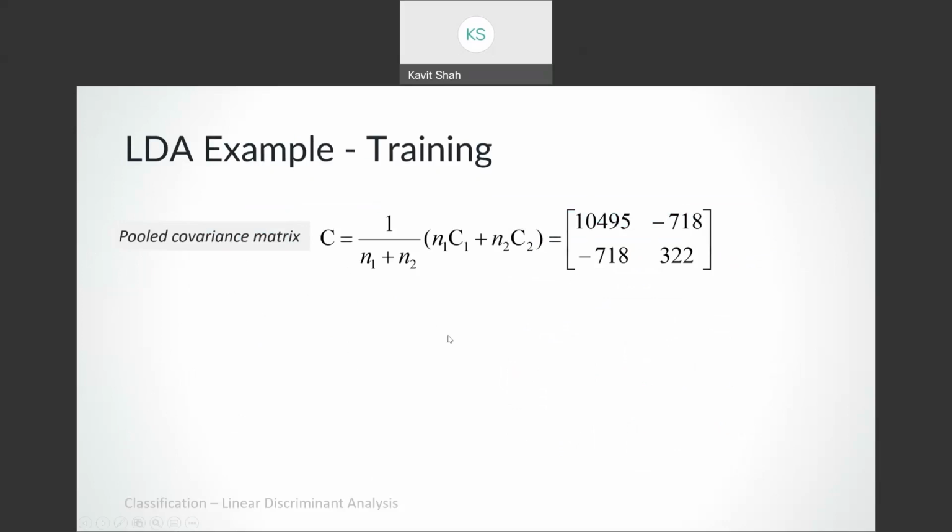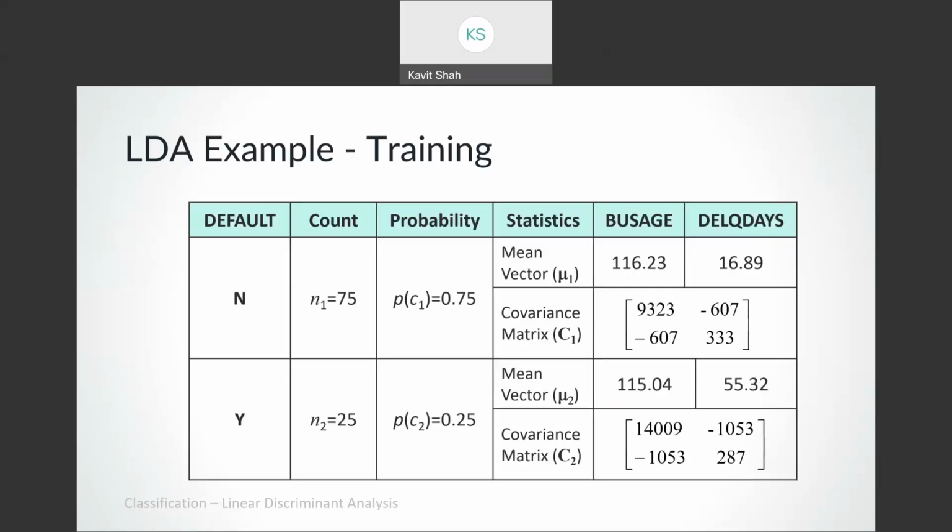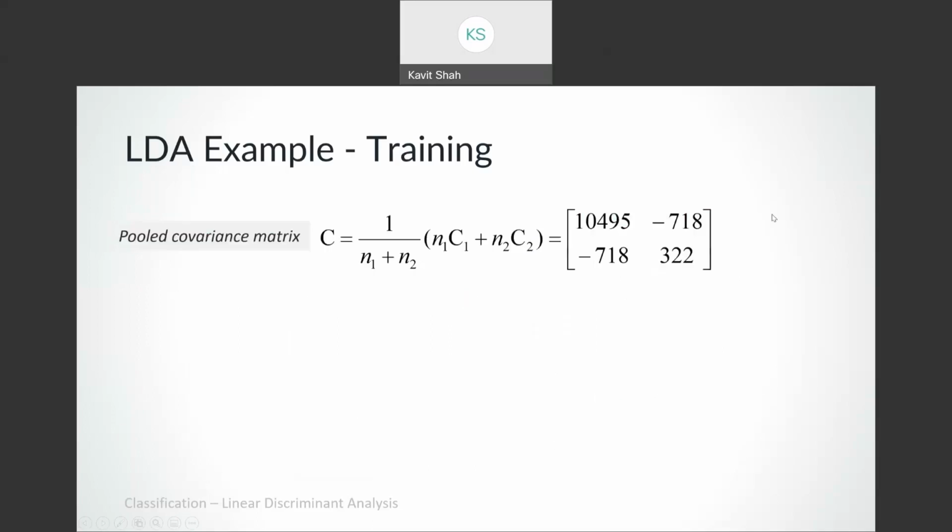And now we could go ahead and compute the model coefficients, or the estimated coefficients, which would be C inverse times mu1 minus mu2, where C inverse is the inverse of this pooled covariance matrix, and mu1 minus mu2 is this term, mu1 minus mu2 for busage and mu1 minus mu2 for the del Q days.